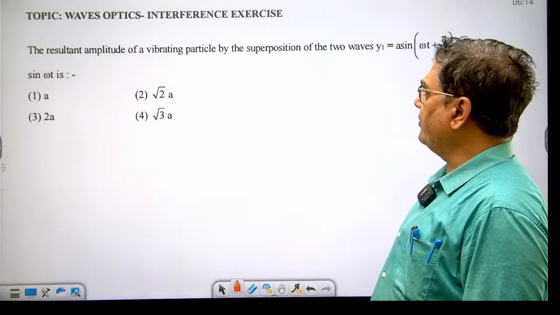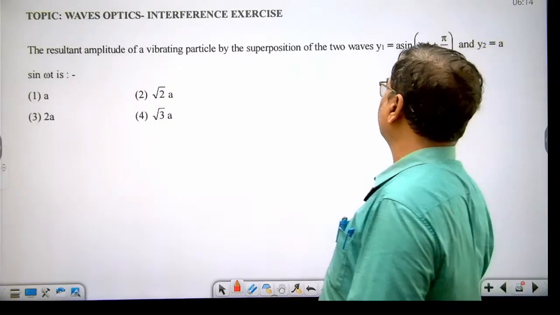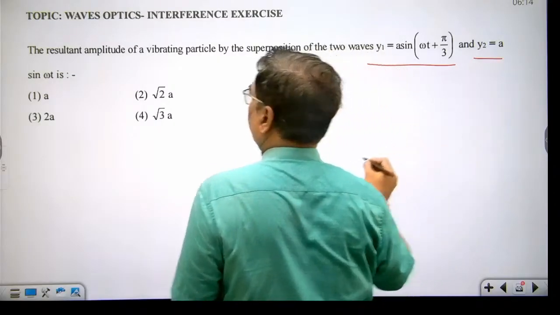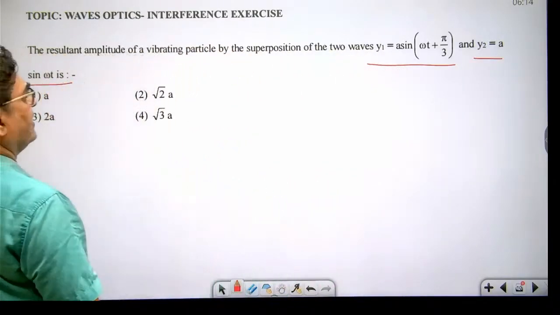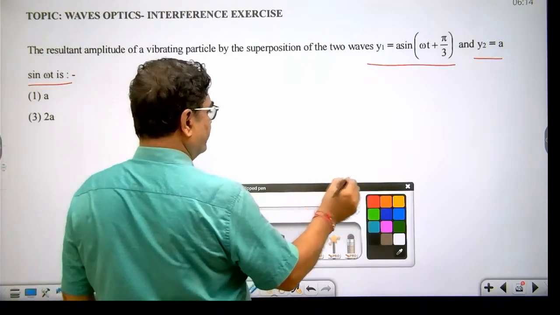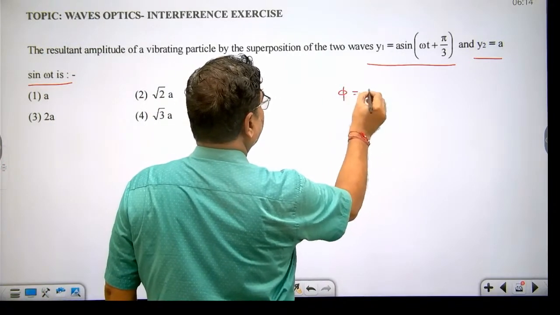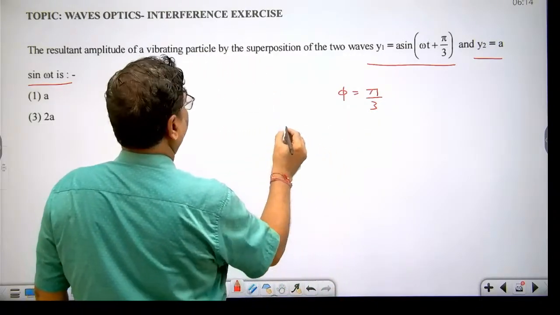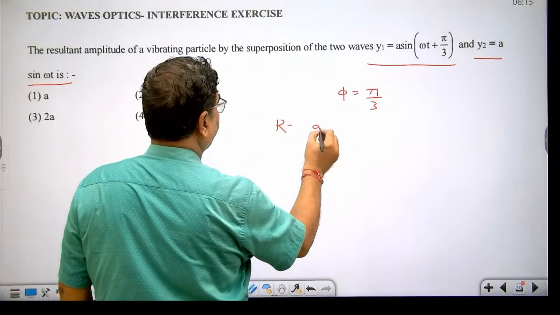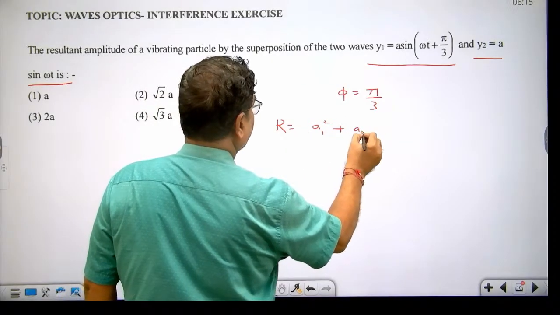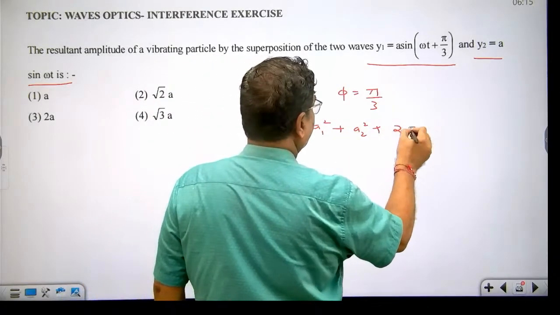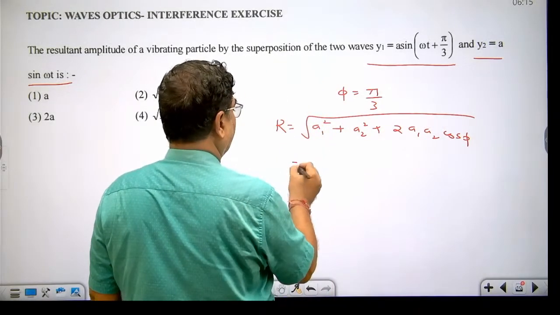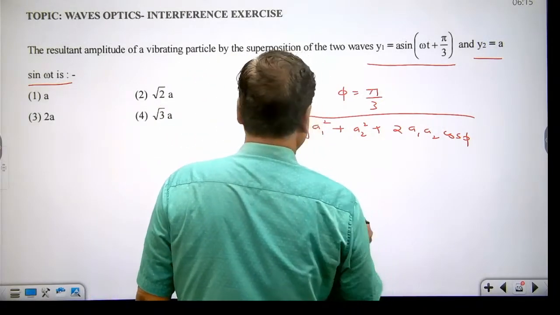The resultant amplitude of a vibrating particle by the superposition of two waves y1 equal to a sin(omega t plus pi by 3) and y2 equal to a sin omega t. Dear student, in the two waves the phase difference is pi by 3. Now the formula for resultant amplitude is under root of a1 square plus a2 square plus 2 a1 a2 cos phi. The amplitude of both the waves is the same.